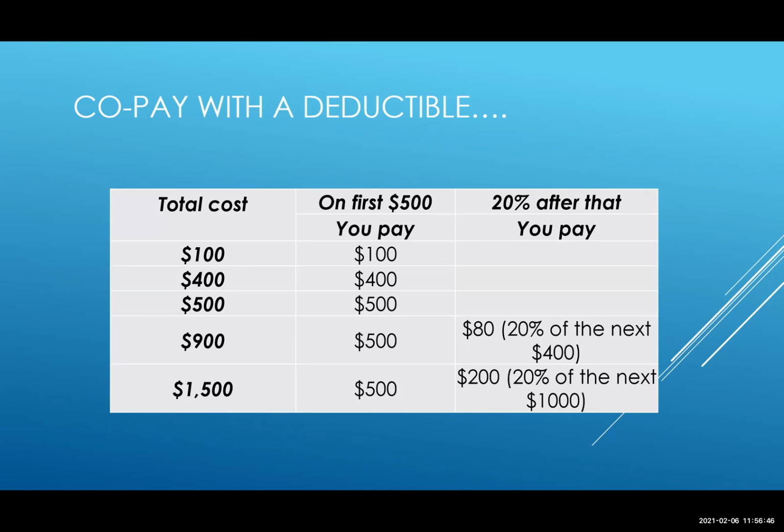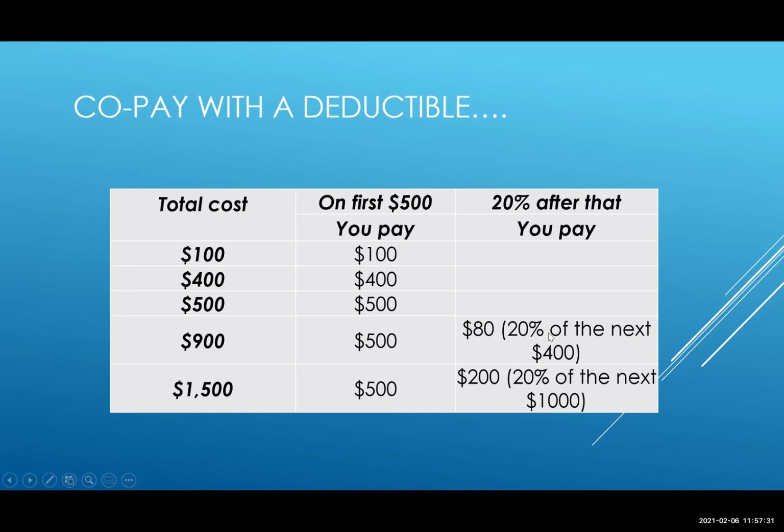So if you're figuring out a copay with a deductible, you have your total costs here. So for your first $500, you pay $100, and then $400. And then you finally reach your $500. Say your next cost is $900. So you'll pay the $500 and then $80. So then you pay $500 and then the 20% after the next $400. I'm trying to explain this.